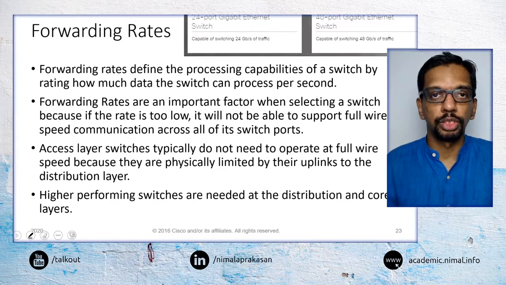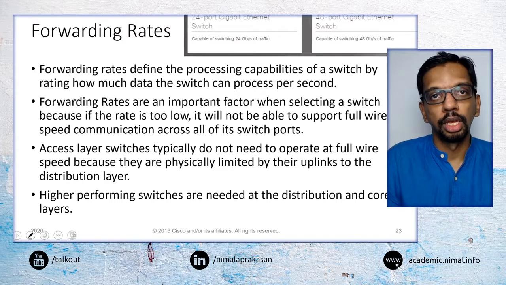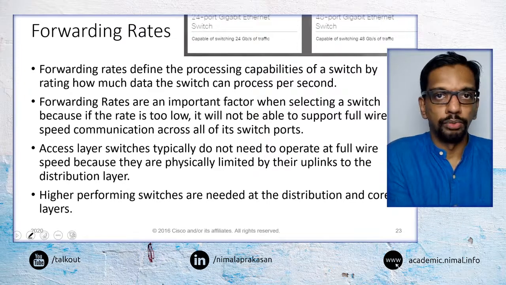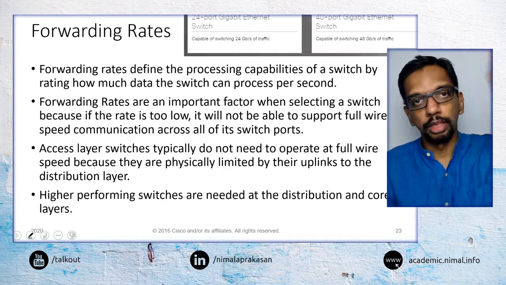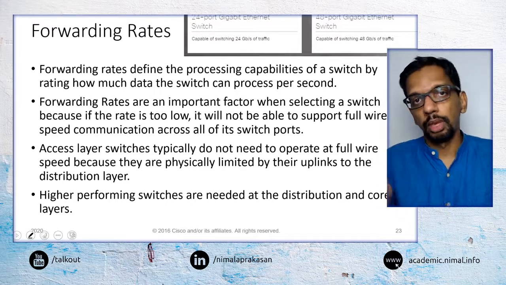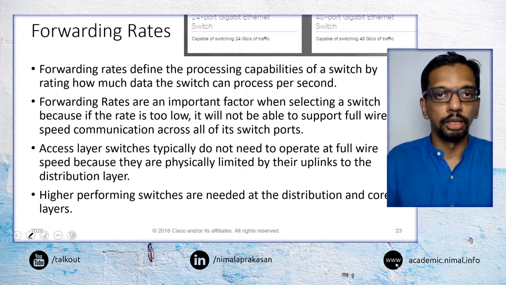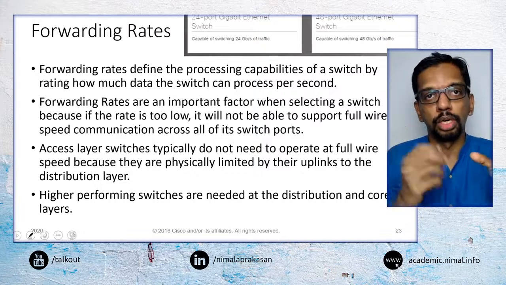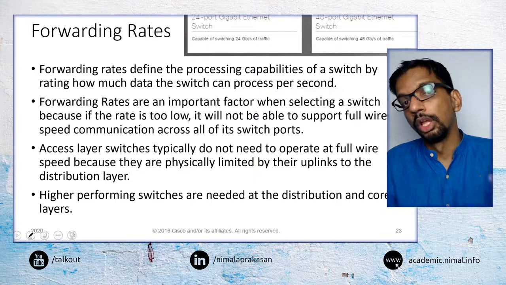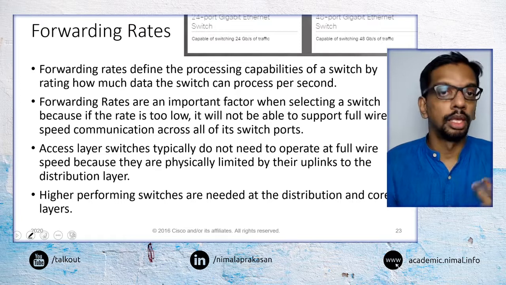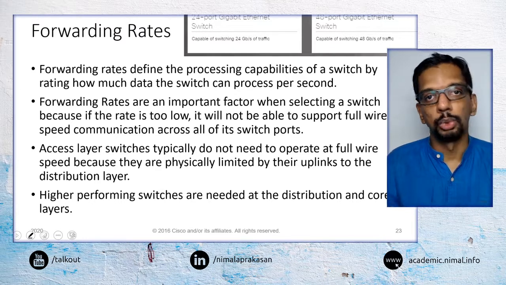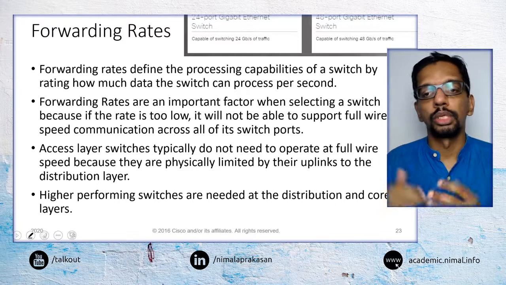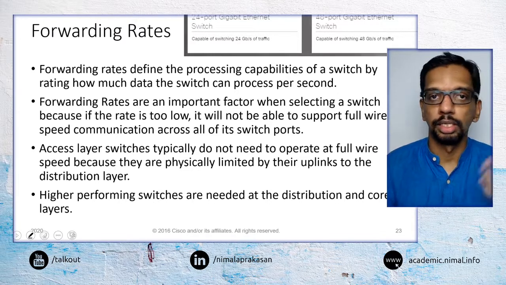Access layer switches only need to forward traffic coming from, say, 24 devices, whereas the upstream distribution switch may now be handling 200 devices. So traffic coming from 200 devices needs to be forwarded. So it may need more capability, more processing power, and so on in terms of the actual device itself. Those are some of the things that we may have to consider there as well.